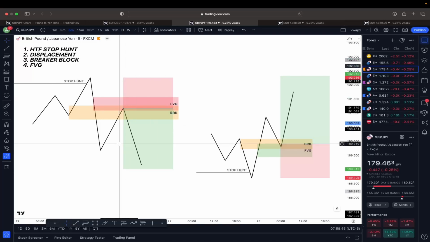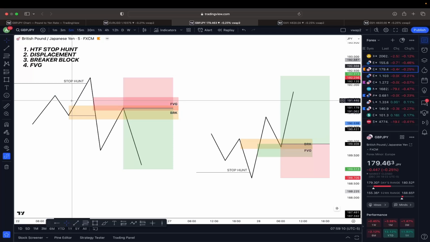On the left side of your screen here you can see we have a bearish example, a bearish trade. So we have our step 1, our stop hunt and our liquidity sweep. After that we have our displacement, which is this market structure shift here. Then left behind due to this displacement is this breaker block. I like to refer to breaker blocks as failed order blocks.